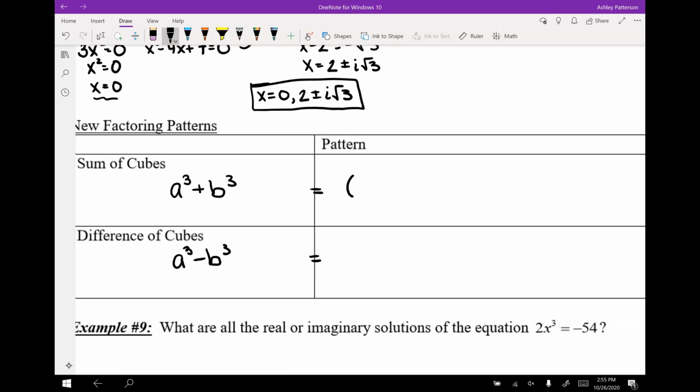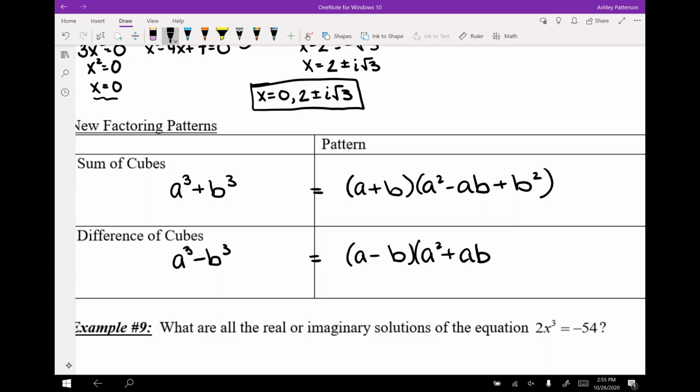Do me a favor, put your pens and pencils down for a second so you can watch and listen and absorb everything that I'm about to say. If it is the sum of cubes, it is a plus b, times a squared minus ab plus b squared. Again, keep those pens and pencils down, please. For the difference of cubes, it factors to a minus b, times a squared plus ab plus b squared. Pens and pencils down. I know it's driving you nuts.